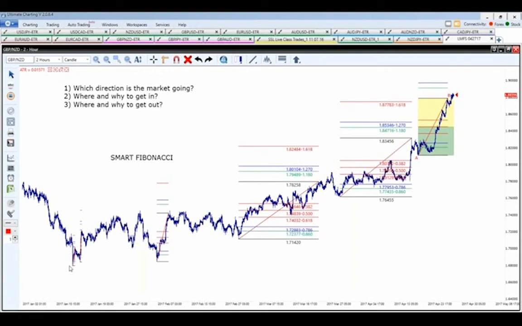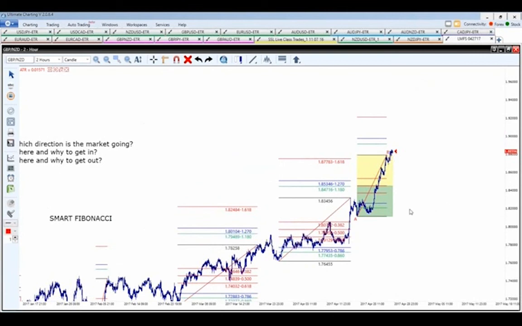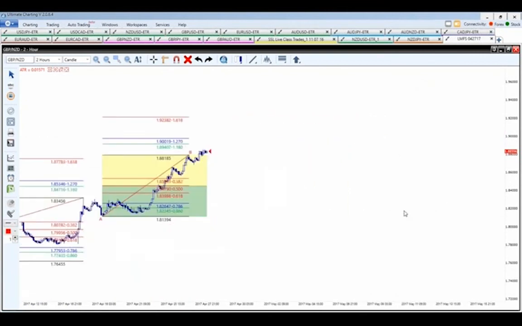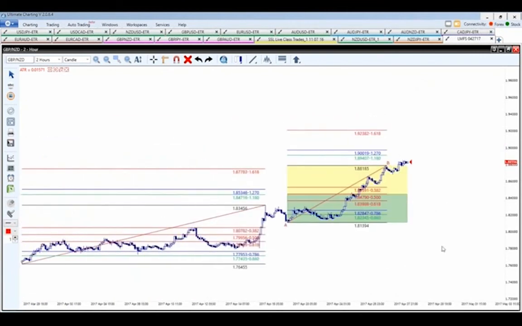So you can see here we had one A, B, C, D swing. Here's another A, B, C, D swing. Here's a third A, B, C, D swing. Here's a fourth A, B, C, D swing, fifth A, B, C, D swing, and then what we have going on right here. Now, let me explain to you why I'm looking at this as being a current opportunity.